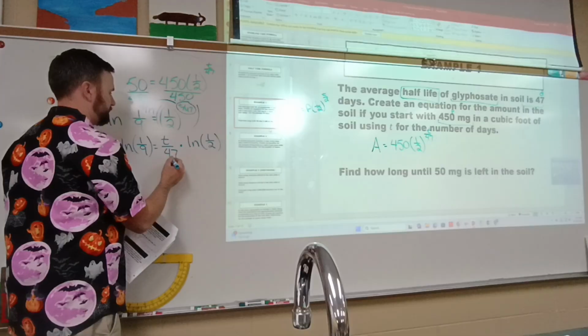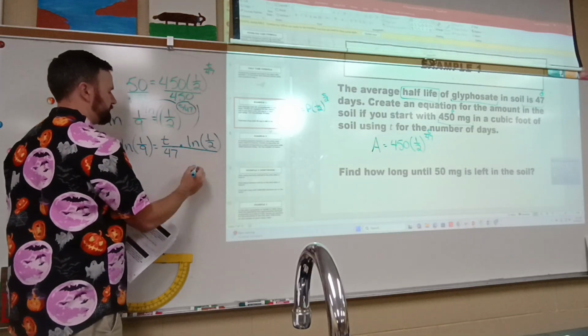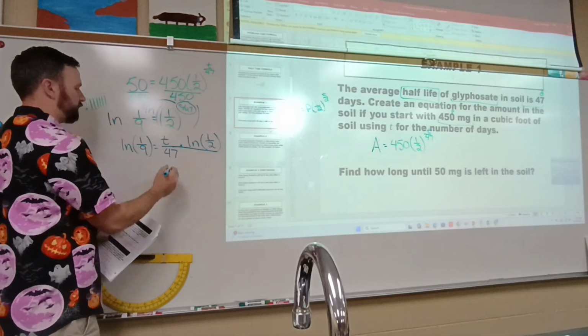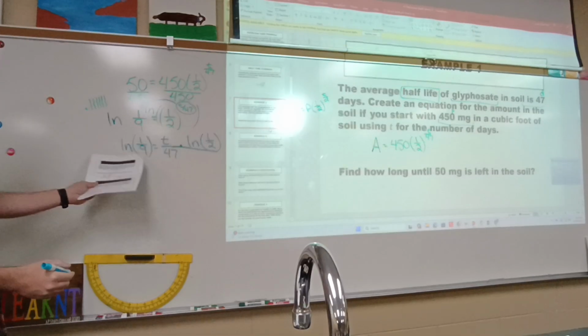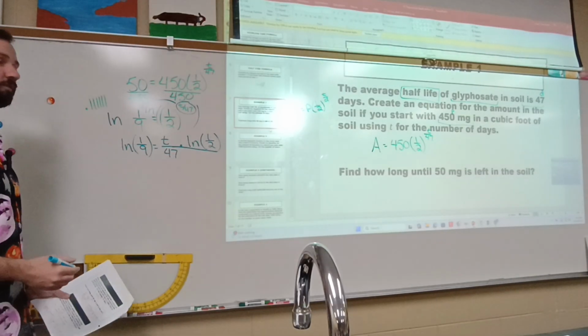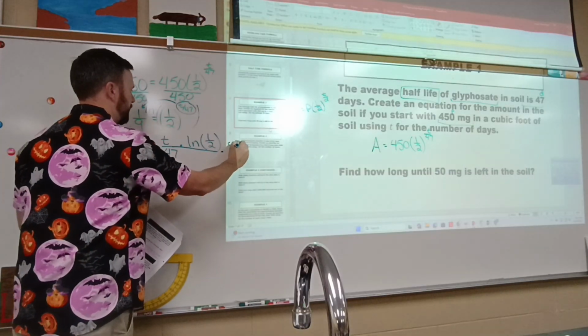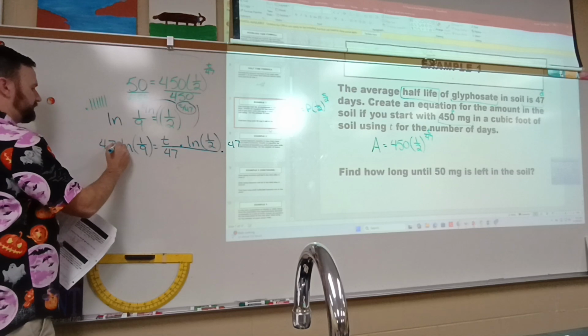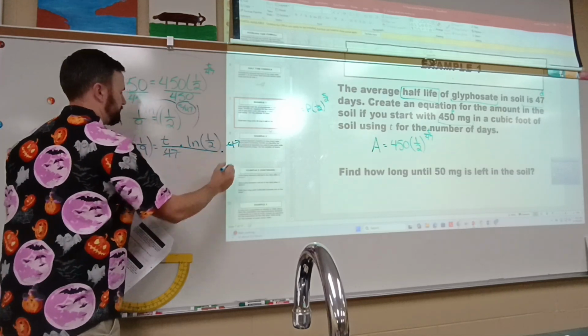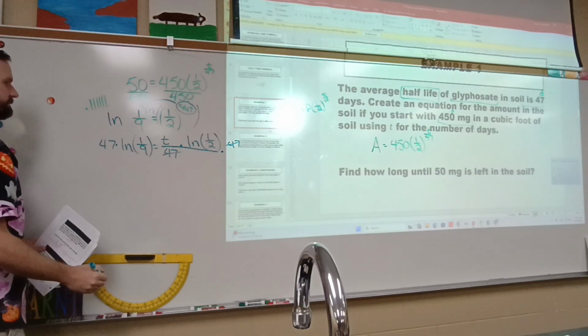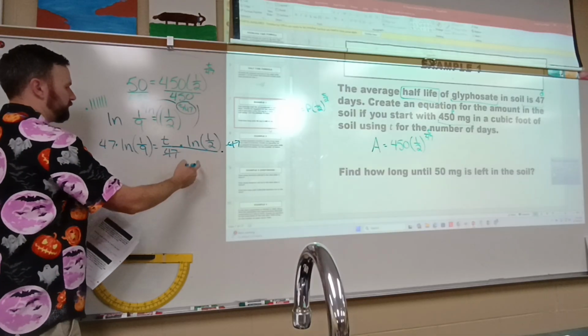So now, you could even think about it like this, right? You have t times that over 47. How do I get rid of the 47 now if I'm solving this algebraically? You multiply both sides by 47, right? And then how would I get rid of the natural log of 1/2?